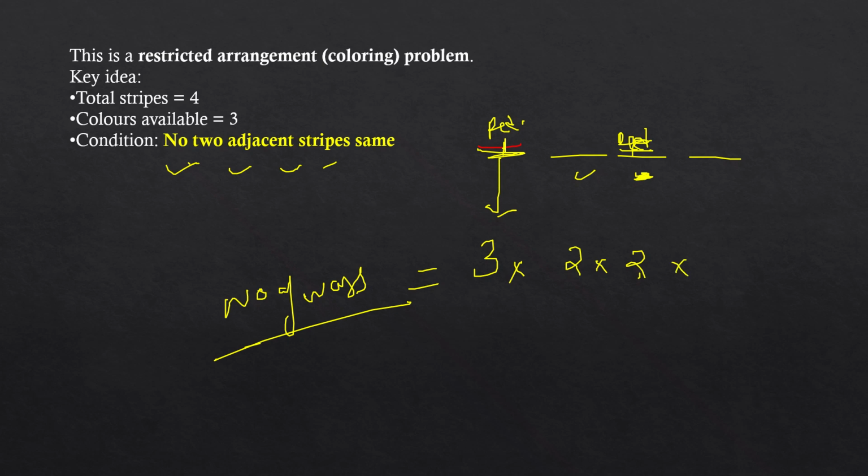And same as for last, there is total two choice. So 3 cross 8, 24 is our answer.